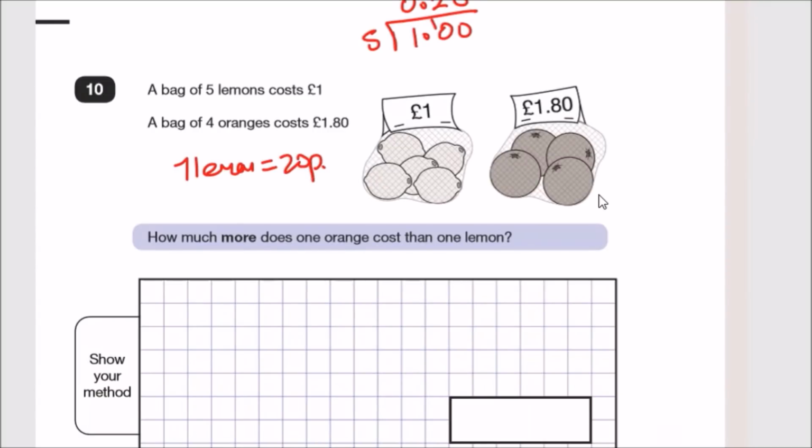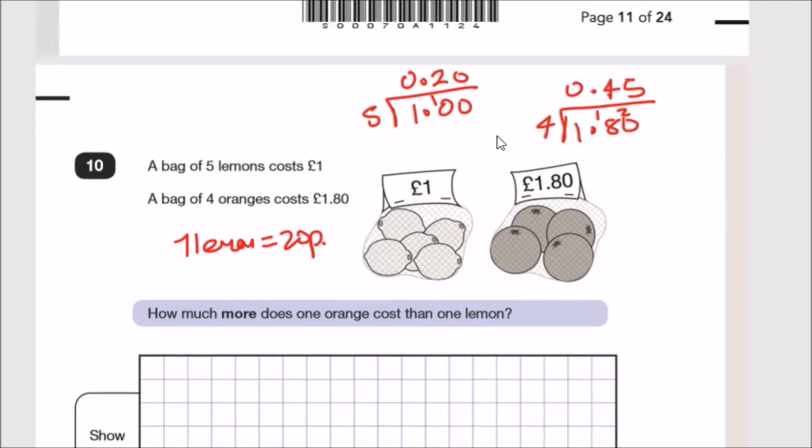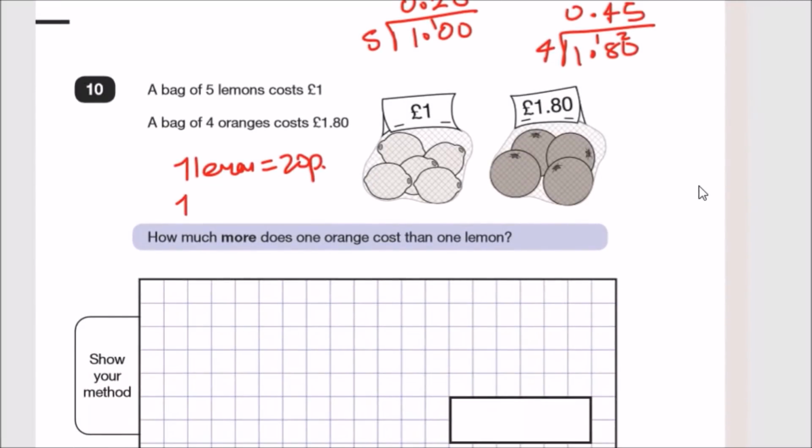A bag of 4 oranges costs £1.80. So divide this by 4 to find how much per orange it is. So 4 into 180. 4 goes into 1 0 times. Carry the 1, so 4 into 18. How many times does 4 go into 18? It should be 4 times, because 4 times 4 is 16. Remainder 2. And 4 goes into 20 exactly 5 times, because 5 times 4 is 20. So that means each orange costs 45p. So 1 orange is 45 pence.